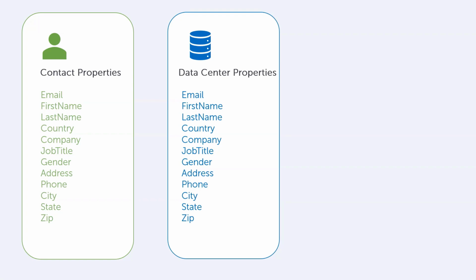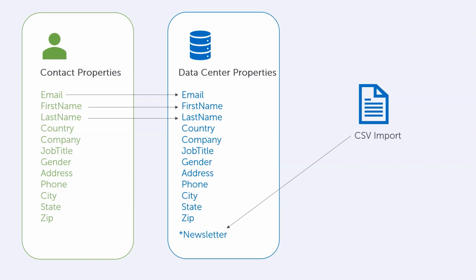When a new data center is created in Insight, many of these contact properties are mapped to the respective fields in the data center. So email is mapped to email, first name to first name, and so on for all the properties. But in our case, we're trying to import a new field for newsletter. Once we do the CSV import, that newsletter field will be present in the data center as a property that's behind the scenes, but we can't use it in the user interface until we create a new contact property and map that to the newsletter field that exists in the database.